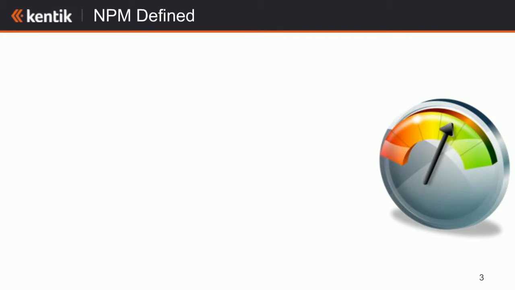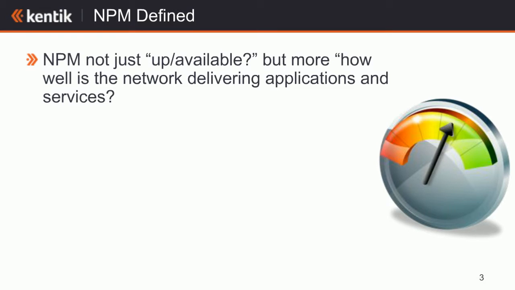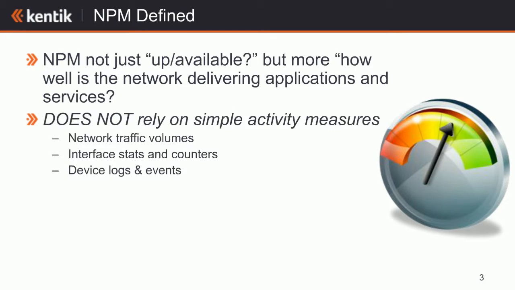So jumping right in, defining NPM. It's important to understand, at a very high level, we're talking about going beyond just recognizing whether the network is available and functional, and more to how well it is doing its job. That's really what we're trying to figure out with NPM. We're trying to figure out if the network is doing what is expected for delivering applications and services. And that's slightly different than just understanding whether the network is there and available.